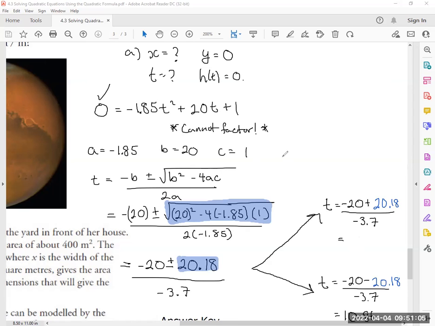What about the other one, Cameron? How did you get the blue part? I plugged in the calculator 20 squared, and then I'm subtracting 4 times negative 1.85 times 1. So in doing this part, I got square root of about 407 point something. You do that in the calculator. If you do square root of that, you should get 20.184, 18 something.